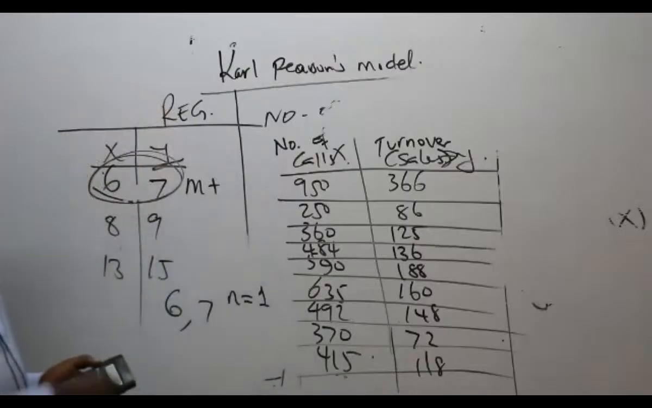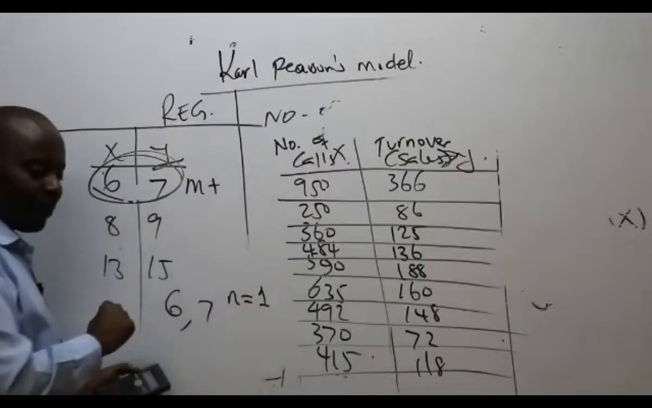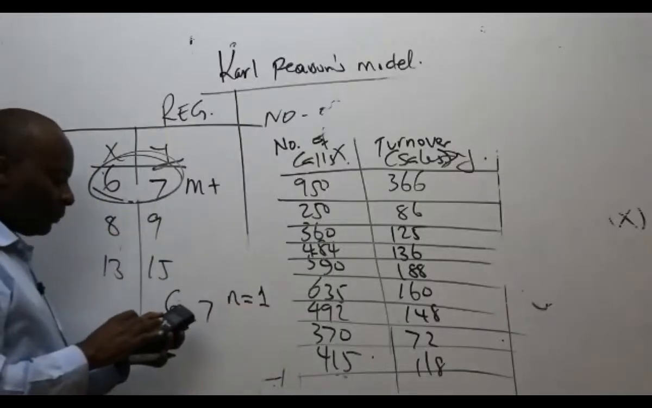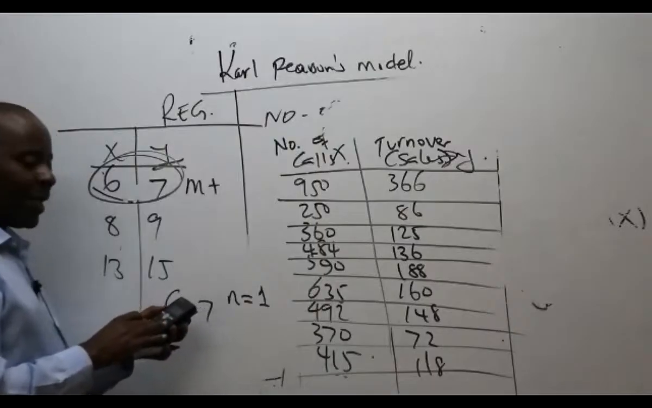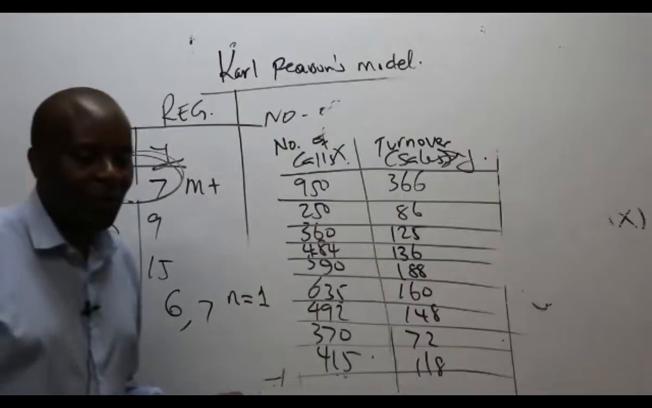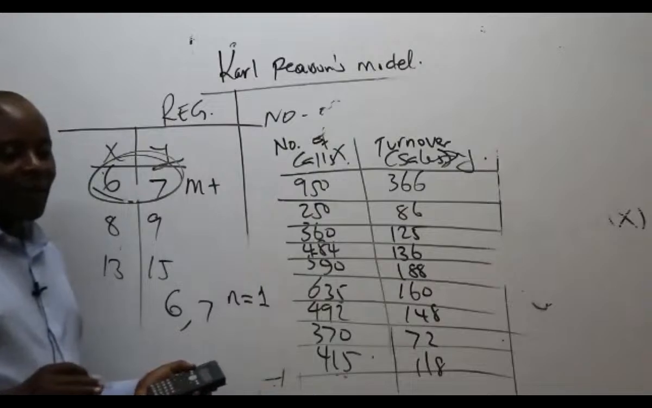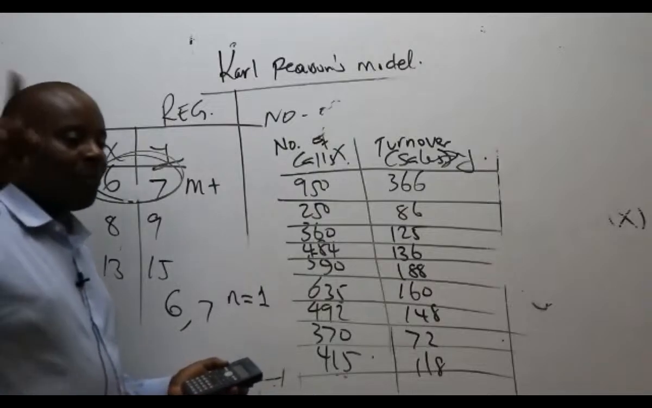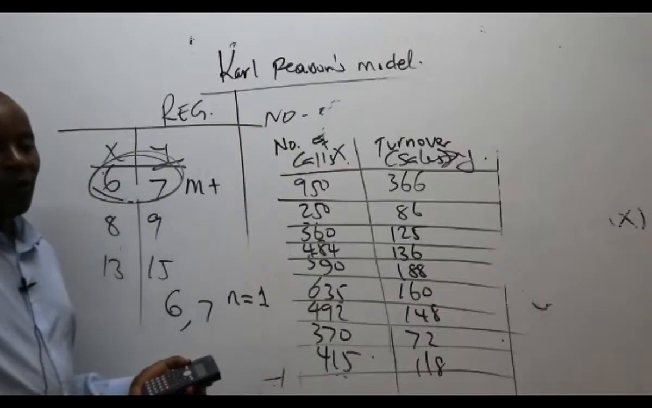Ladies and gentlemen, that straight away calls you to enter the second. So you will say 8,9. Then you say M plus. Is there somebody who has been told that this time round N equals 2? Thank you very much, Maureen.